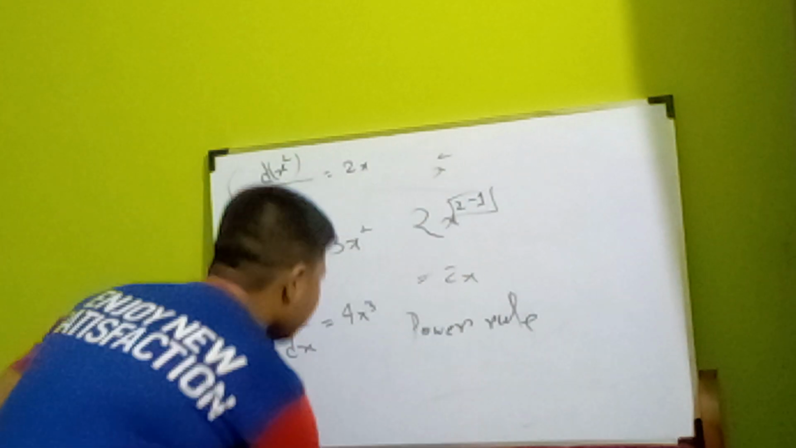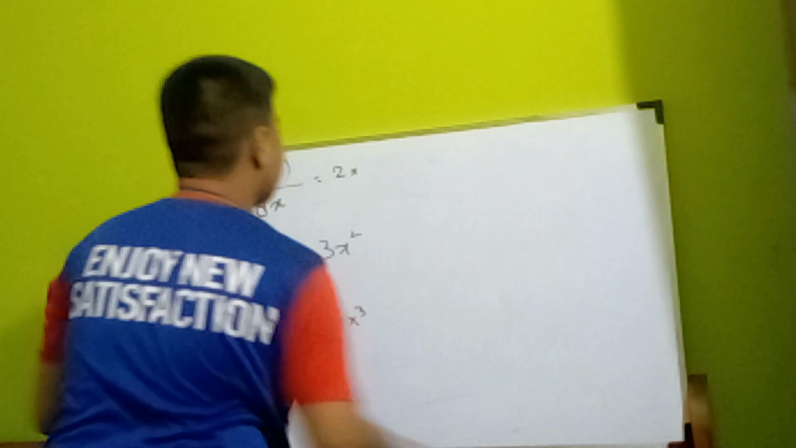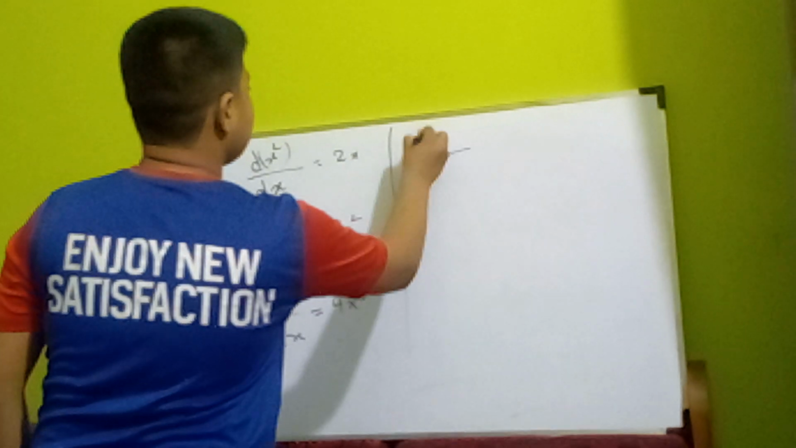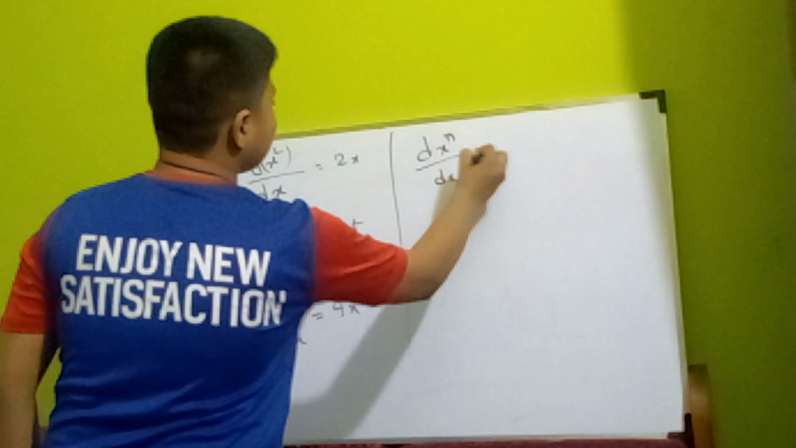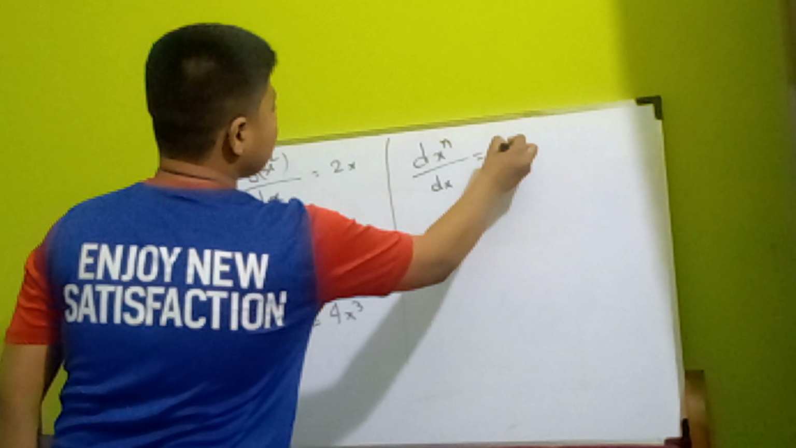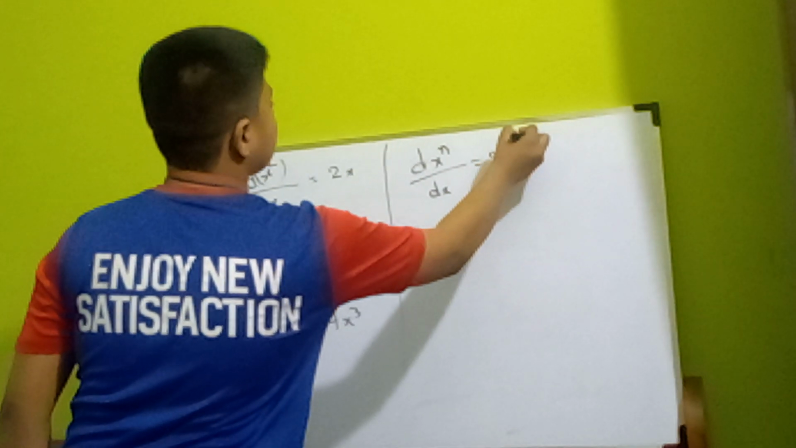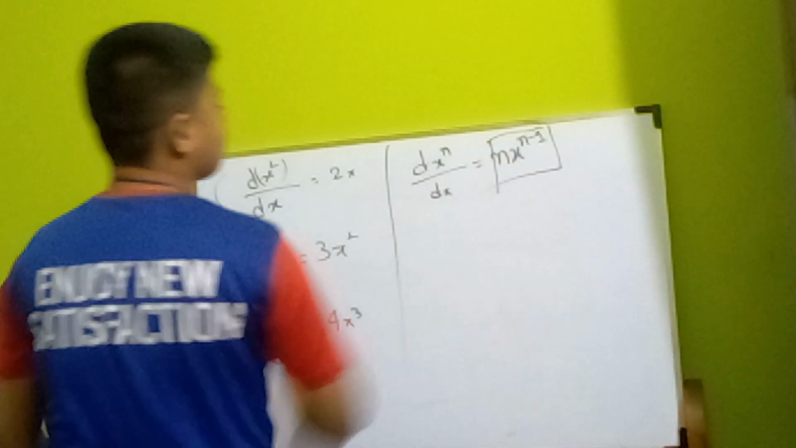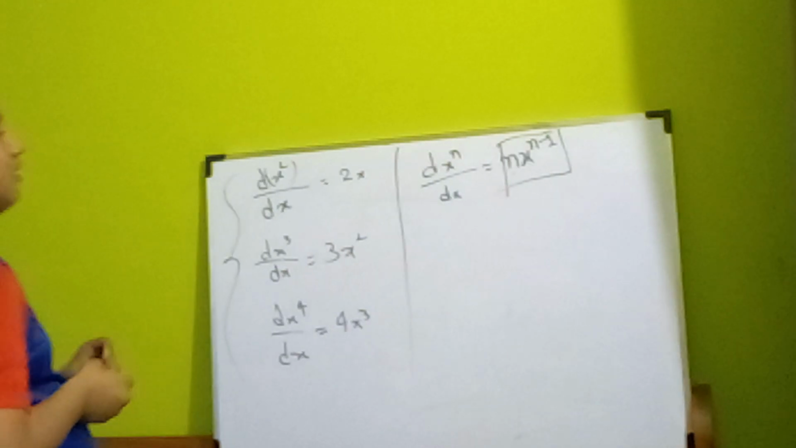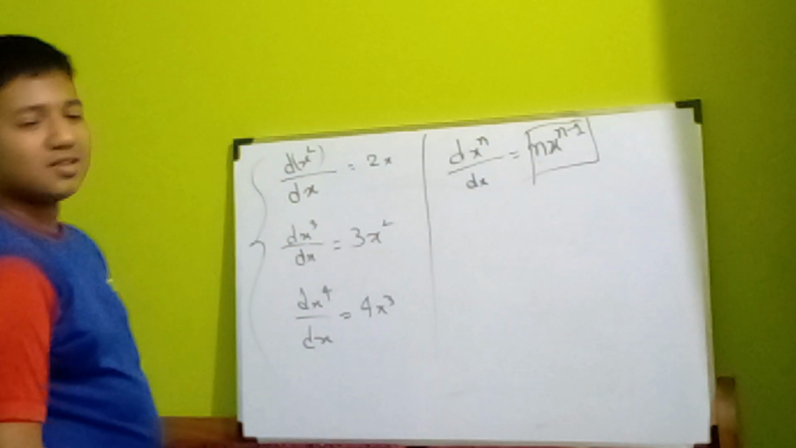So if we want to write a more generalized formula for any power, you can say d of x to the power n divided by dx. This is going to give us n times x to the power n minus 1. This is it. This is the power rule of differentiation. That's all for today.